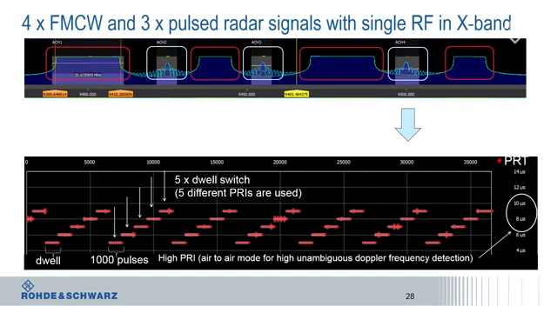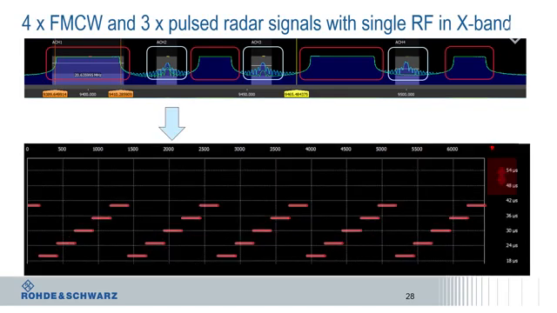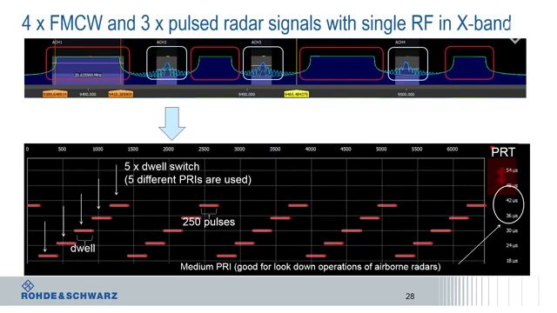If you remember, there was a third pulsed radar, so again, let's look also at the third one. This one can be seen here. Now the scale on the y-axis is also different again. This radar uses medium PRI, which is good for look-down operation of airborne systems. They have good clutter suppression in this mode. So in this case, again, 5 dwell switches are used, but now we only have 250 pulses per dwell.